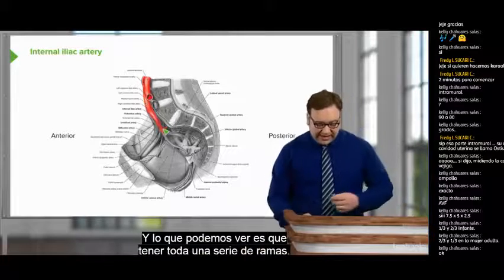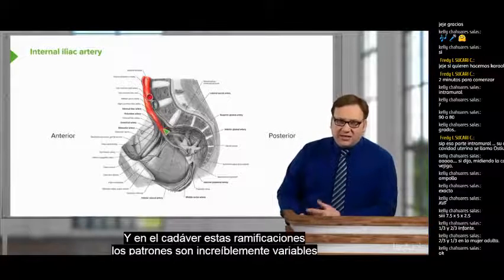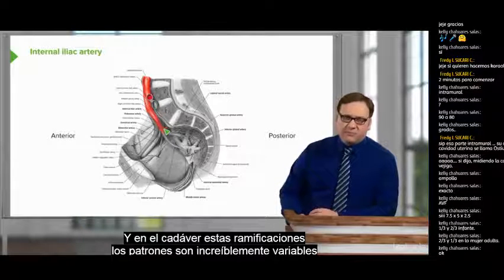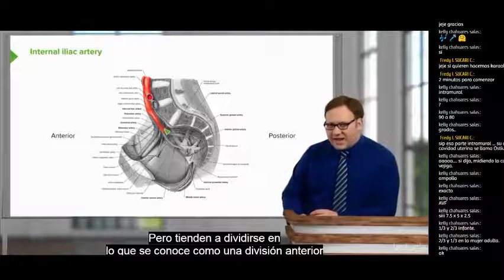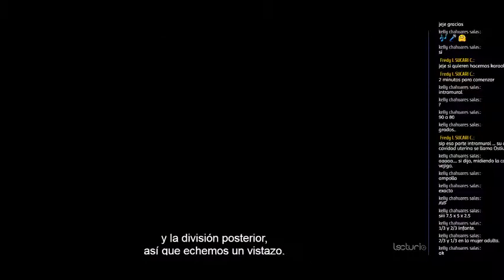And what we can see is that we have a whole series of branches. And in the cadaver, these branching patterns are incredibly variable. But they do tend to divide themselves into what's known as an anterior division and a posterior division.